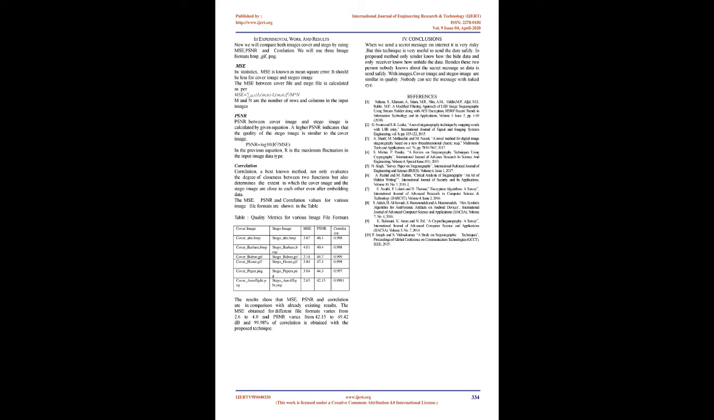3. Experimental work and results. Now we will compare both images, cover and stego, by using MSE, PSNR and correlation. We will use 3 image formats: BMP, GIF, PNG. MSE. In statistics, MSE is known as mean square error. It should be low between the cover image and the stego image. The MSE between the cover file and the stego file is calculated as per MSE equals the sum of (I1 minus I2) squared divided by m*n. M and n are the number of rows and columns in the input images.